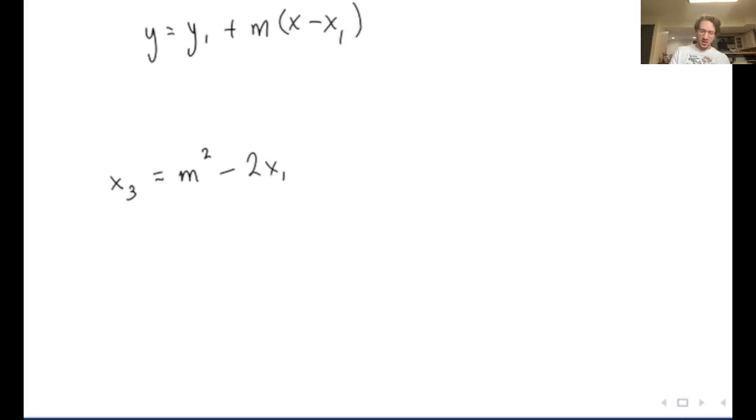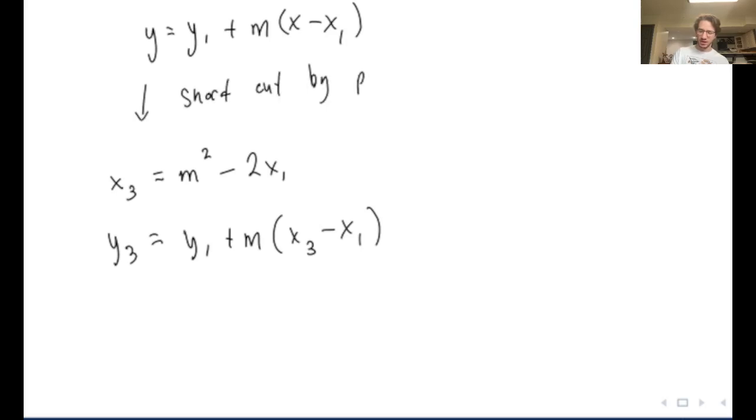Okay. And then y3 is going to be y1 plus m times x3 minus x1, just like before. Okay, so shortcut the work. Shortcut by plugging into what we already have.